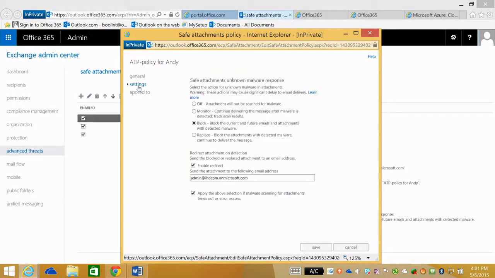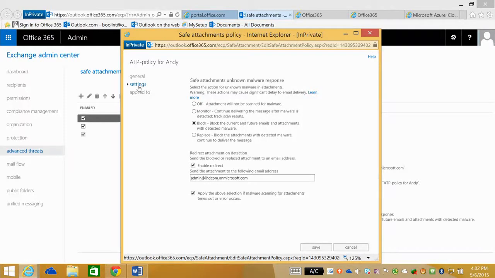So with attachments, we are giving not only block, but also this replace. So in the block case, if the malicious content is detected by the sandbox that it went through, we will be blocking the entire email and deleting that. In the replace case, we will be replacing the malicious attachment with a warning file, with a text file, basically saying that it was a PDF, but it was malicious, and we replaced it with this text file.